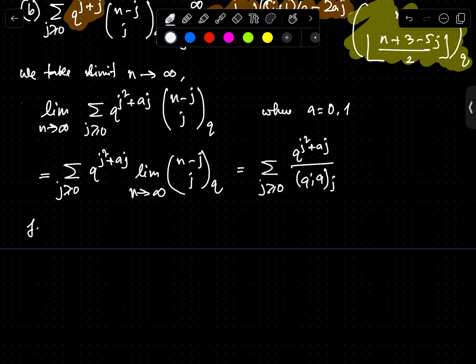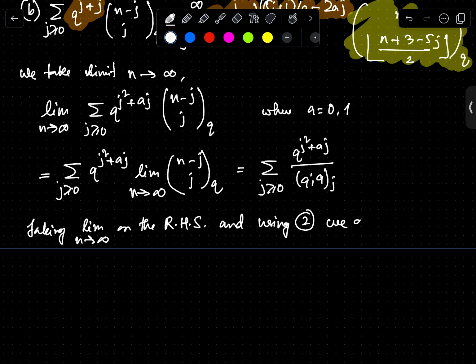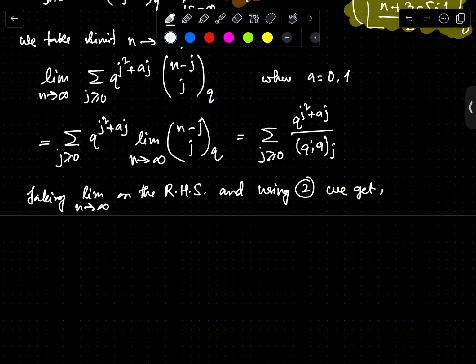So again, taking the limit n goes to infinity on the right-hand side and using 2, we get, so again I'm going to write both the things together, this 1 over (q;q) infinity comes out, and then you have the sum over j from minus infinity to infinity, (-1)^j q^(j(5j+1)/2 - 2aj). And now we will use Jacobi's triple product identity.